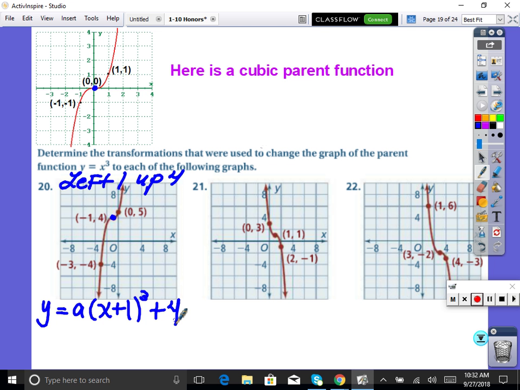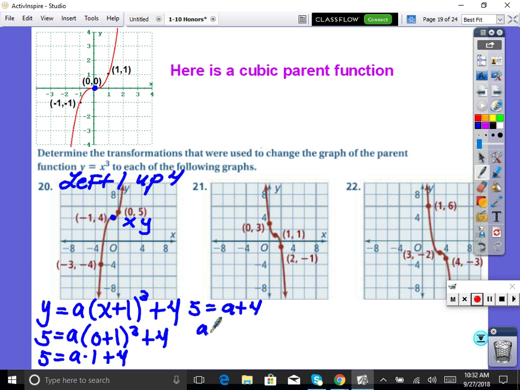We don't know what A is, but we do have an xy point. So plug in a different xy point. So look, let's plug it in. So 5 is equal to A times my x is 0 plus 1 cubed plus 4. So then that's 5 is equal to A times 1 plus 4. So then we have 5 is equal to A times 1 is A plus 4. So A equals 1. So now we can go back here and say, so A was 1. Does that make sense, everyone?